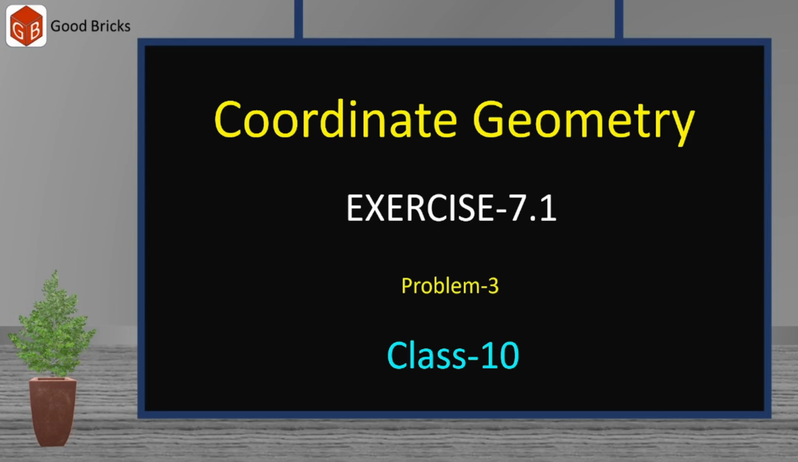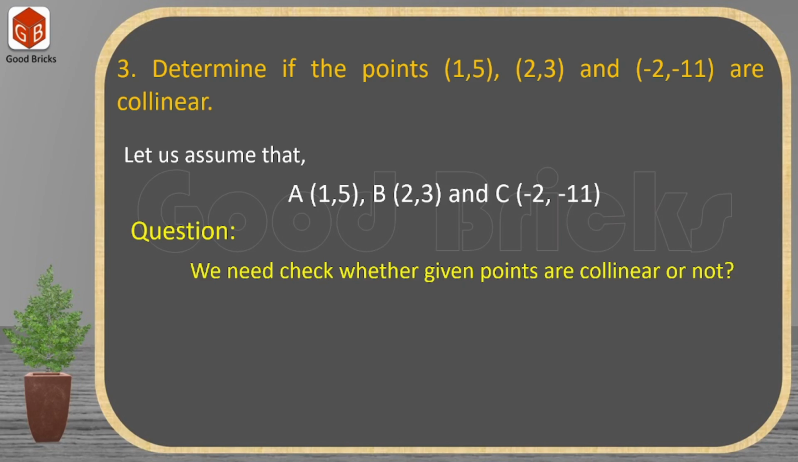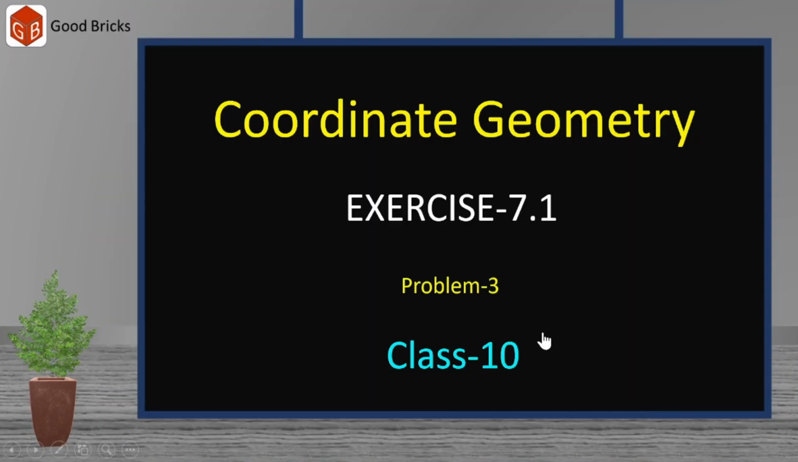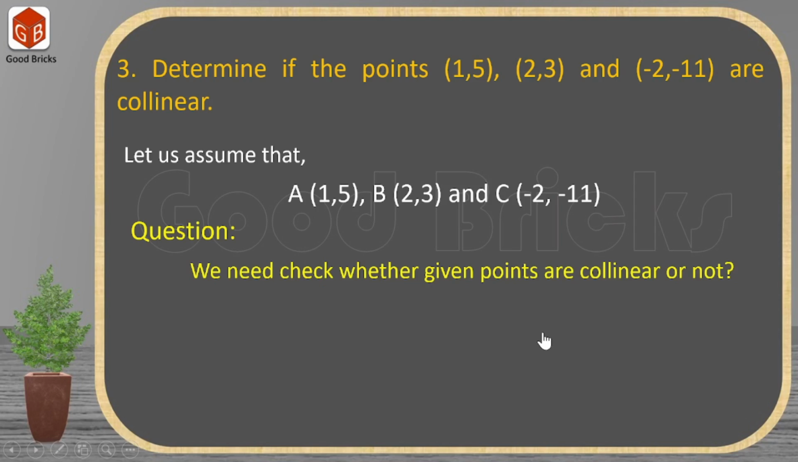Now let us look at problem 3. In this problem, they have given 3 points. Let us assume this as point A, this as point B and this as point C. Now the question is, we need to check whether these 3 points are collinear or not. Now let us have a look at this problem 3 of exercise 7.1. Let us assume this point as A, this as B and this as point C.